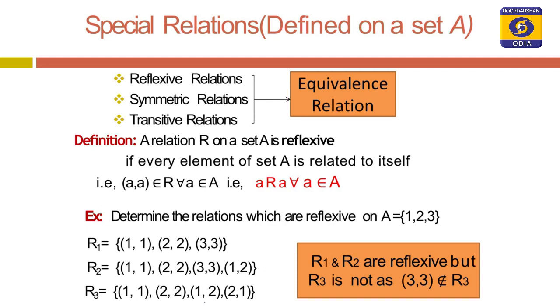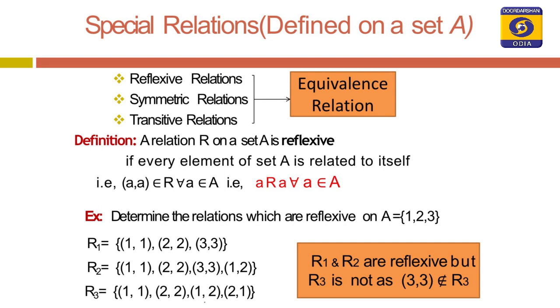What is a reflexive relation? A relation R on a set A is reflexive if every element of set A is related to itself. Every element means A should be related to A for all A belonging to A. That is, the ordered pair (A, A) should belong to R for all A belonging to A. So, let us take some examples.